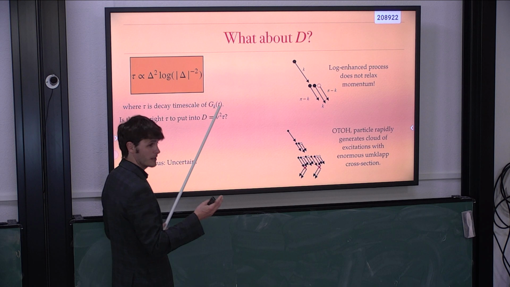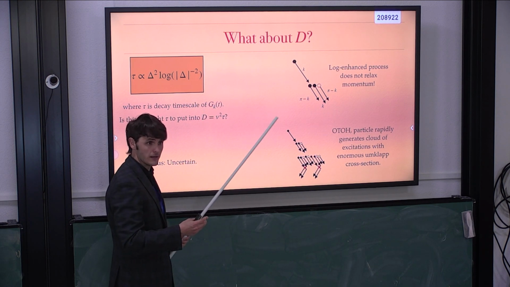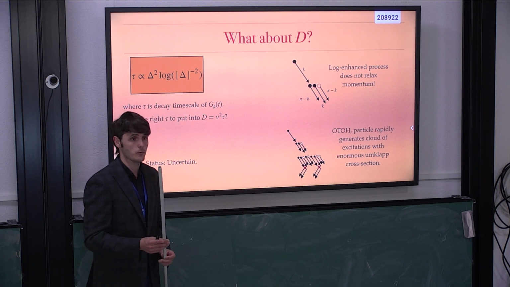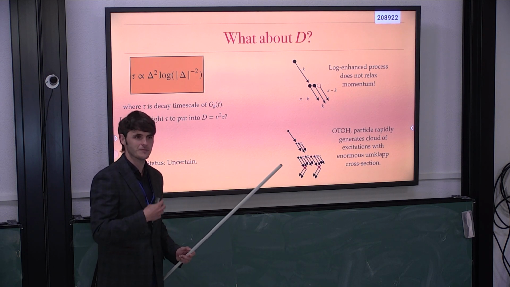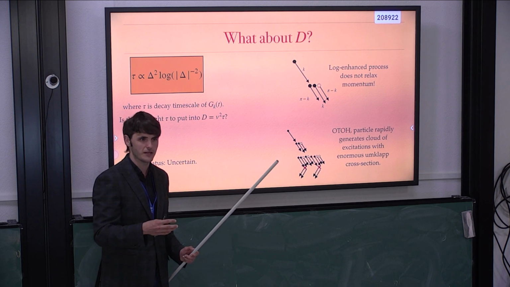So maybe this is not the right time scale to put in for D into D. And in truth, we're not quite sure how to resolve this or whether or not this is the right time scale. One thing I would say is there's a sort of operator spreading argument that makes me think that it is the right time scale to put in the diffusion constant, which I can maybe talk about at the end.